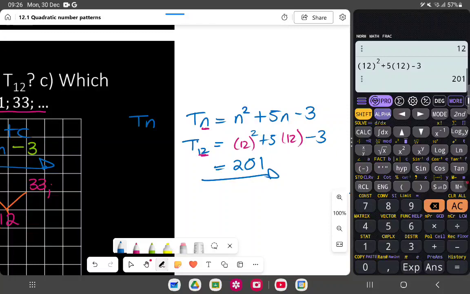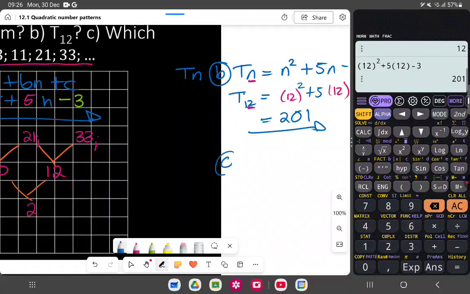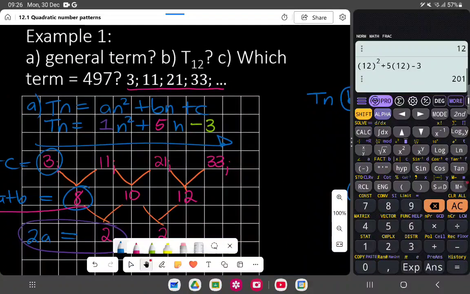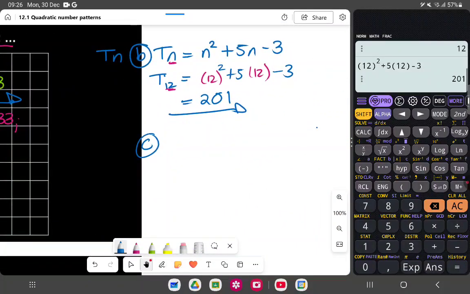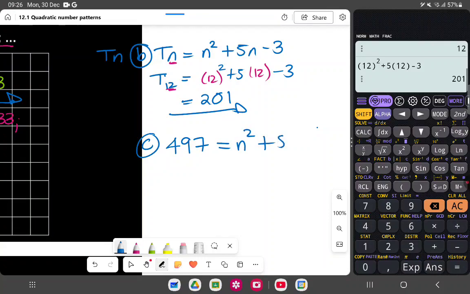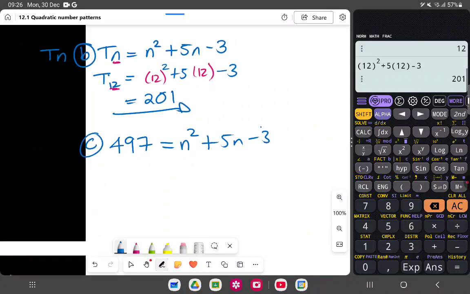Okay, this is the answer for question number B. Question number C is saying that which value, they're saying term n equals 497. What is n? Okay, so we're going to say 497 equals n squared plus 5n minus 3. That's my general term. Now I want to solve for n.